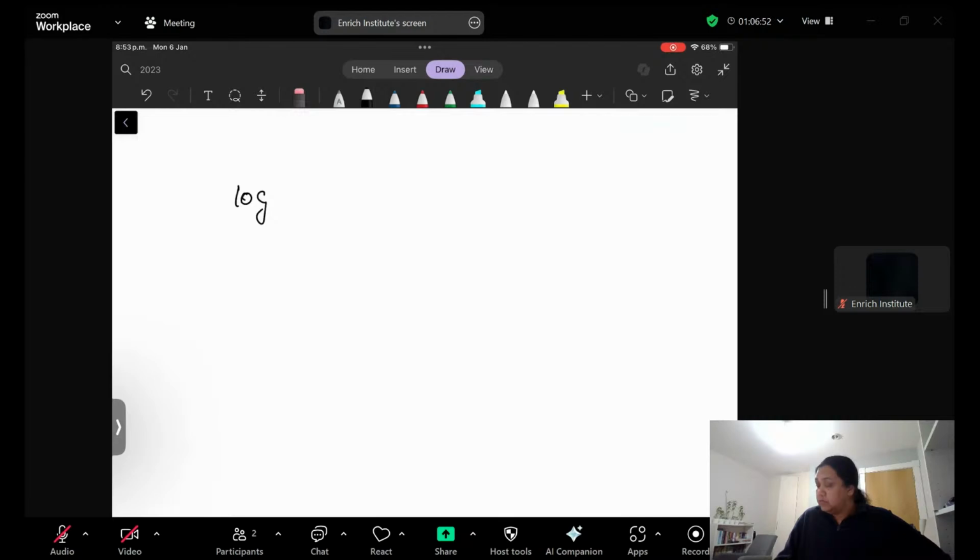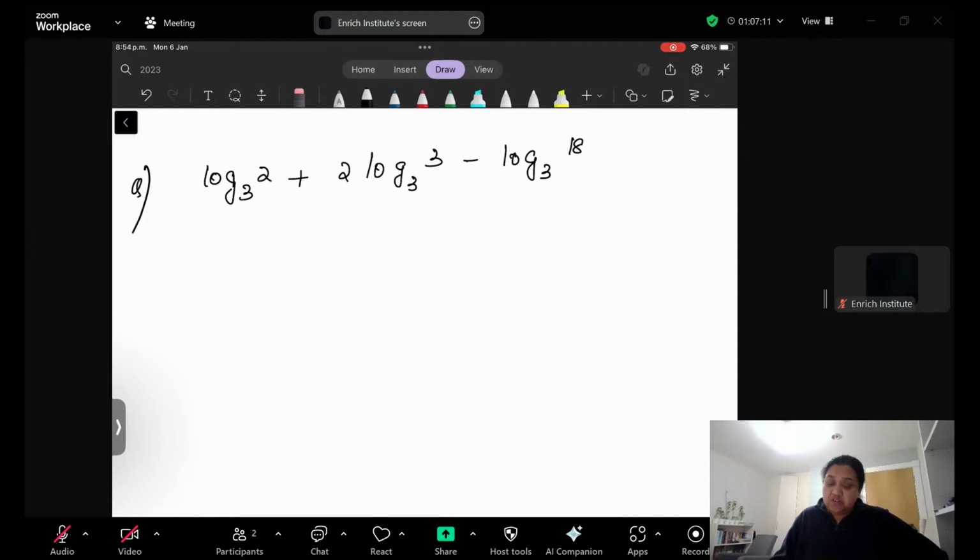Log 2 to the base 3, sorry, I'm just saying it wrong. Log 2 to the base 3 plus 2 log 3 to the base 3 minus log 18 to the base 3. Whenever you get a question like this, you first see whether the bases are the same. If the base is the same, you don't need to worry. If the bases are different, you need to convert the base. You know how to convert. It's there in the formula book, so you just see where the letters are going and then you convert it. Otherwise, if the base is the same, you can directly start working on this.